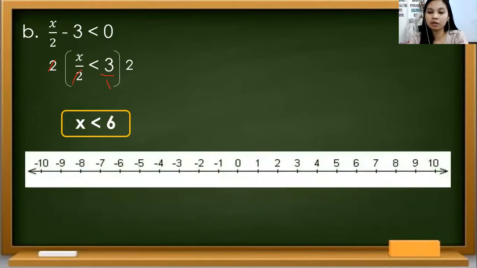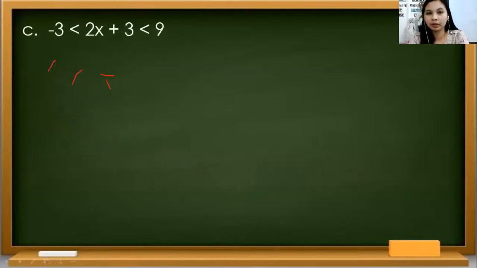Kapag nirepresent natin siya into a number line, yung dot natin, syempre wala siyang shade kasi less than yung ginamit natin. It also goes to the left side po since less than tayo. Okay, so ganyan lang siya. Next. Delete ko lang yung ating na drawing kanina.